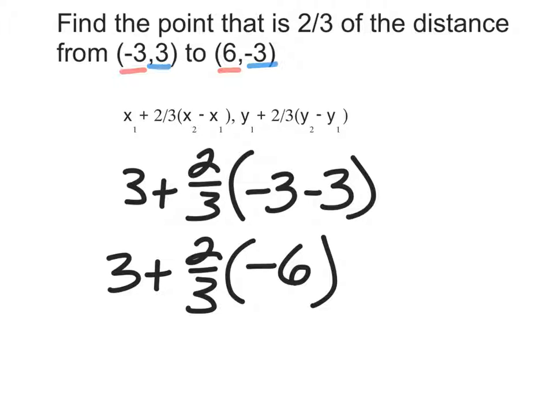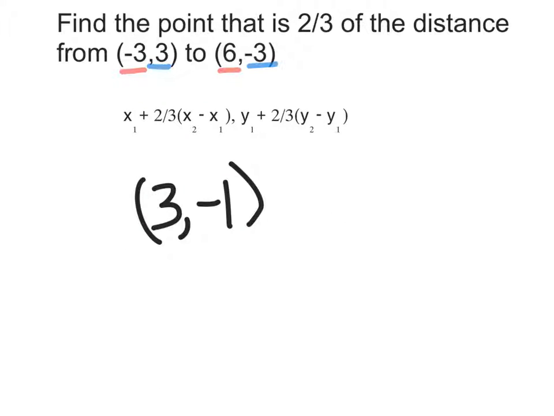This is like earlier when we found 2/3 of 6. Remember, we said that 2/3 of 6 was 4. And it is. We went 4 units down. Similarly, here, we're going to have 2/3 of -6 give us -4. And 3 plus -4 is going to be -1. So -1 is our y-coordinate. Let's put our two coordinates together. 3, -1 is our 2/3 point.